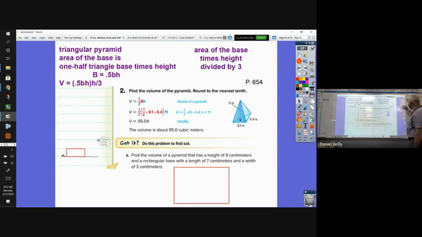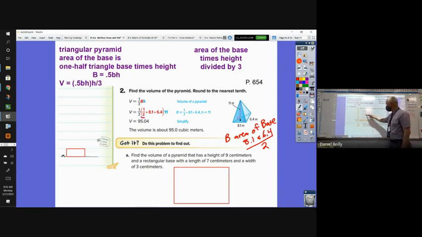Okay, so again, on this example, this is really the most difficult problem because the triangular pyramid has the most things to remember and you get confused on. The area of the base, B, is 8.1 times 6.4 divided by 2, or times 0.5 if you want to do it that way. Then you multiply this area of the base times the height, the distance from the base to the point of the pyramid. That's the height, this distance right here. And that gives you the volume. And again, it's always in cubes. 95 cubic meters is your volume.